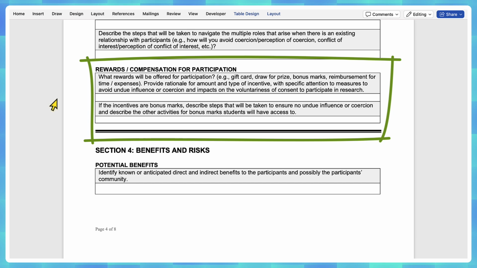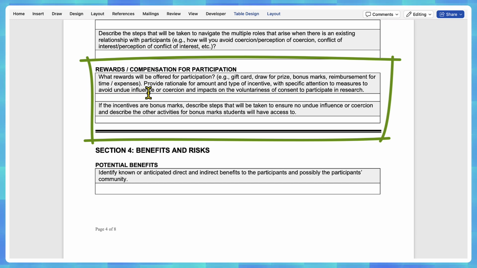So whatever that is, we would like you to give us that information, as well as a rationale for not only the amount, but the type of incentive or reward that you are giving. And as it is noted here, with specific attention to measures to avoid undue influence or coercion, or anything that could negatively impact the voluntariness of participating in research. So provide us with that particular detail and information.